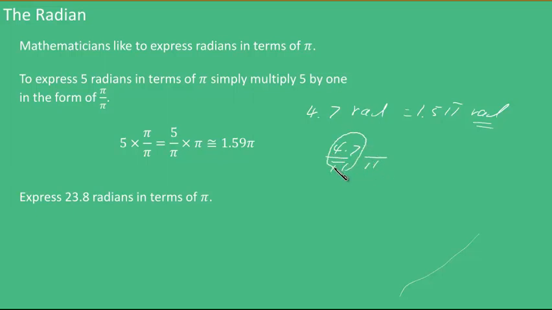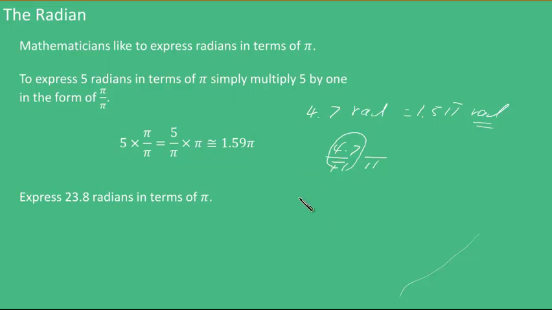This gives me 1.5, so that's 1.5 pi. Notice all I've done is multiplied the 4.7 by 1, but cleverly in terms of pi divided by pi. So this is a common theme. We often multiply things by 1 in order to make them look different, but still be the same.